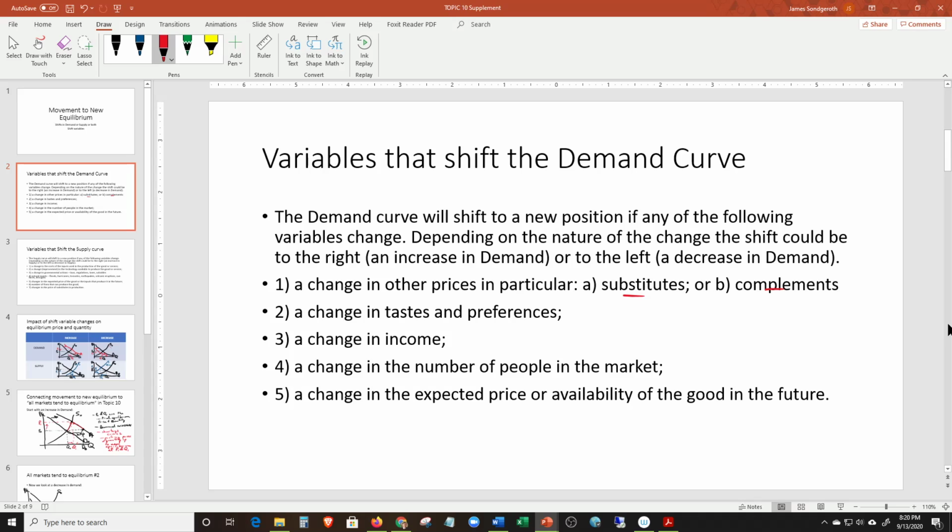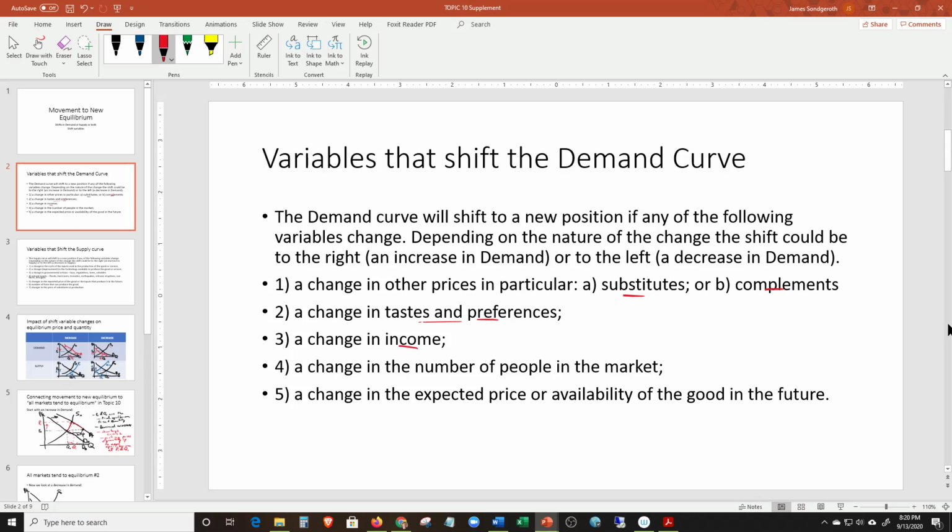A change in taste and preferences, which, again, depending upon the nature of the change, pro or con, could increase or decrease the demand. A change in income, and depending upon the nature of the good under consideration, could increase the demand or decrease it. It would increase it if it were a normal good and decrease it if it were an inferior good.